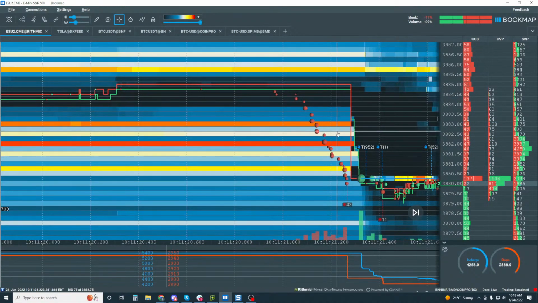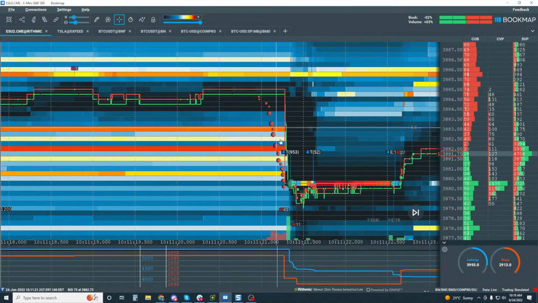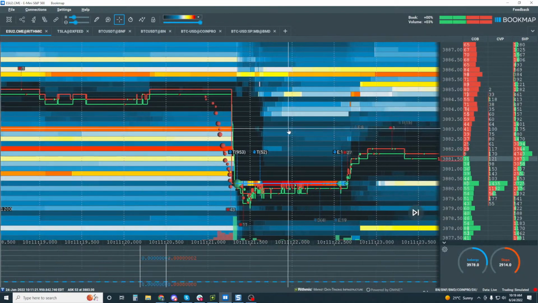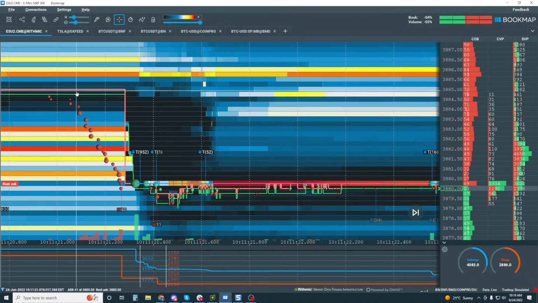Now it could be a liquidation event. That's possible. But to me, it looks like someone just hit the sell button. And then this is really wicked down here. Okay, hit the sell button and then boom, come down here with an iceberg.